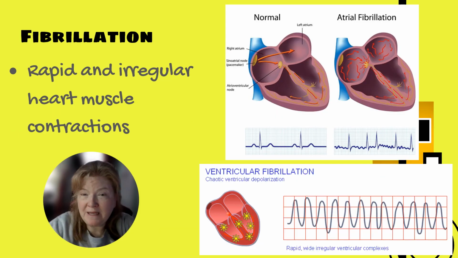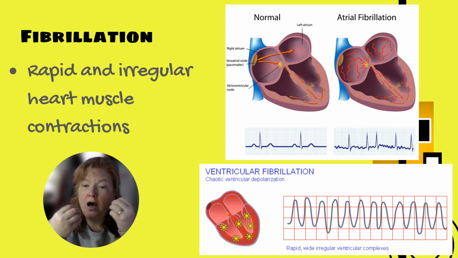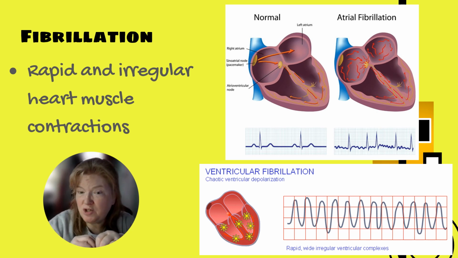Fibrillation is a rapid and irregular heartbeat. So first of all, it's got to be fast. Second of all, it's irregular. And there are two types. Atrial fibrillation is that rapid irregular contraction of the atria. And ventricular fibrillation is rapid and irregular contraction of the ventricles.